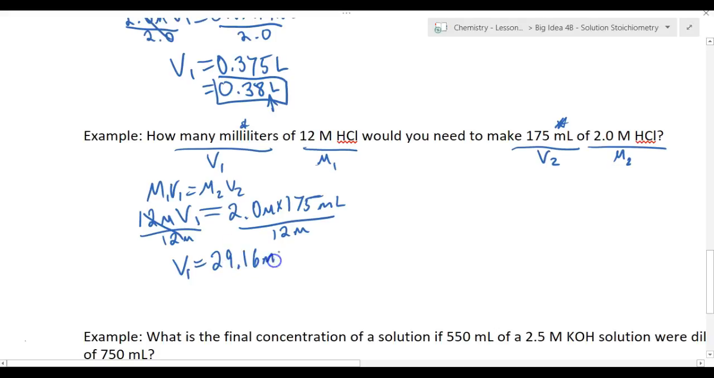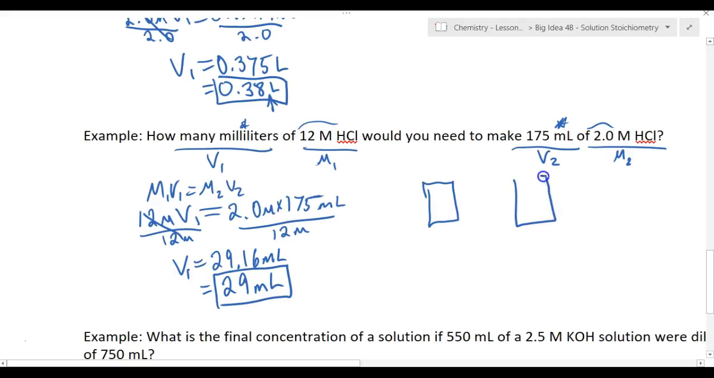milliliters, or 29 milliliters, because this has our least number of sig figs. That's only 2. So our final answer is going to be 29 milliliters. So what that's saying is that if you want to have 175 milliliters of this 2.0 molar solution, you need to take 29 milliliters of this 12 molar solution. You need to add solvent to it, so you need to add water until you get to 175 milliliters. So that's how you can make that dilution.